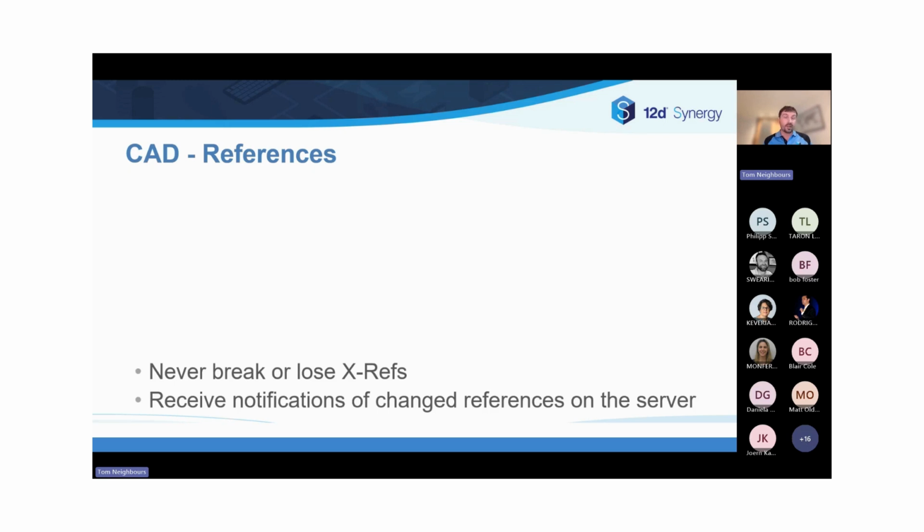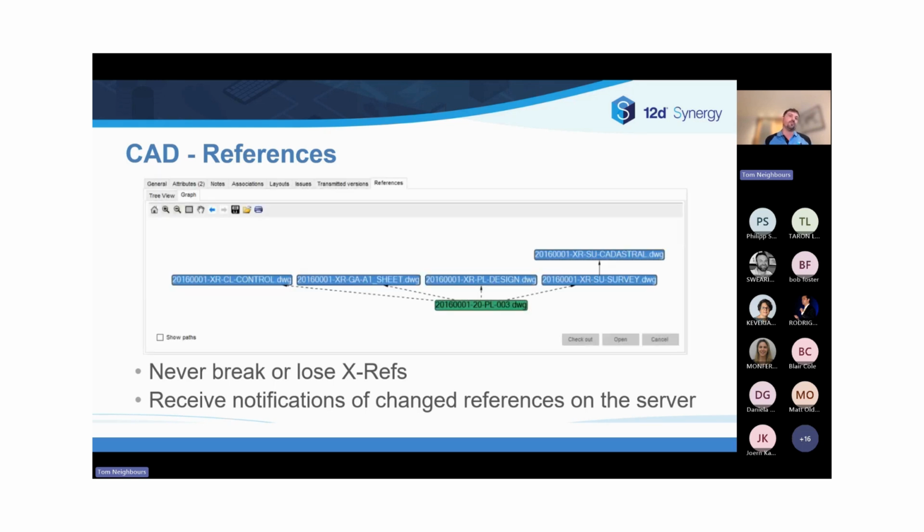So without 12D Synergy as well, moving CAD files around your network can also cause XREF links to break if you're using them. And restoring those manually can be a real hassle. So with 12D Synergy, XREFs can be linked and tracked in the system on the server. So you don't actually have to worry about them. Plus, you can also manage and view these references through a clear and intuitive graphic visualization like the one that's shown here. And another great feature as well: if you're working on a drawing and one of the XREFs gets updated, you'll actually receive a notification right away. So you can update that XREF, and you always know that you're working with the latest information.